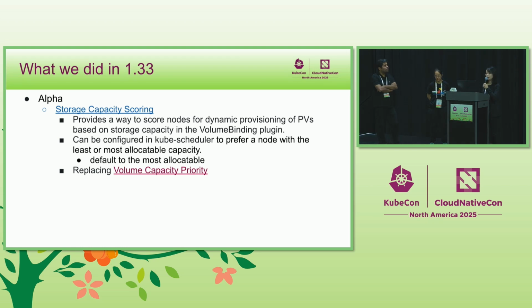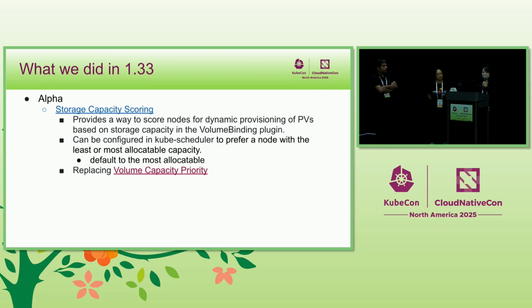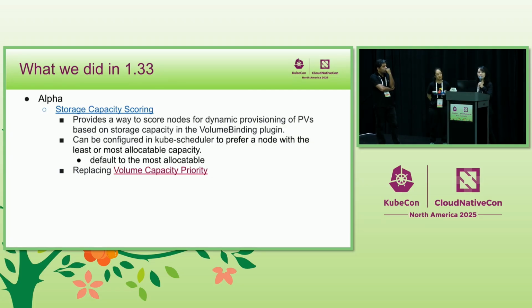In 1.33, we also have another alpha feature called storage capacity scoring. Previously, we have scoring logic in the volume binding plugin to support static provisioning. With this feature, now we also have dynamic provisioning support. An admin can configure kube scheduler to prefer a node with the least or most allocatable capacity. This feature is also replacing volume capacity priority, a feature introduced earlier. Now these two features are consolidated.